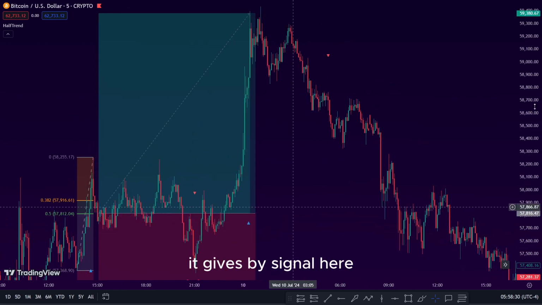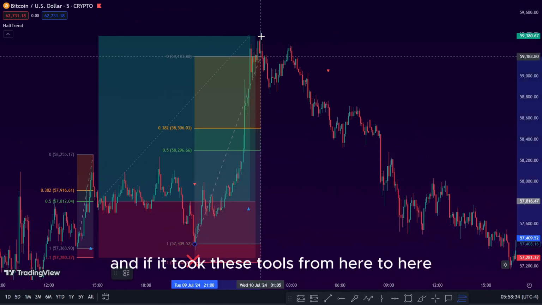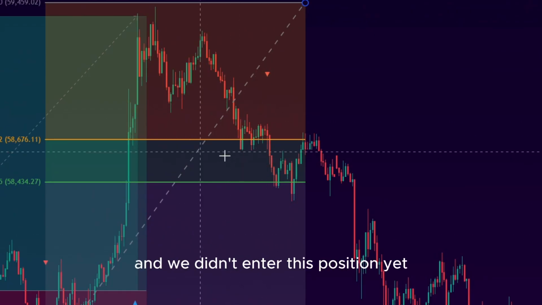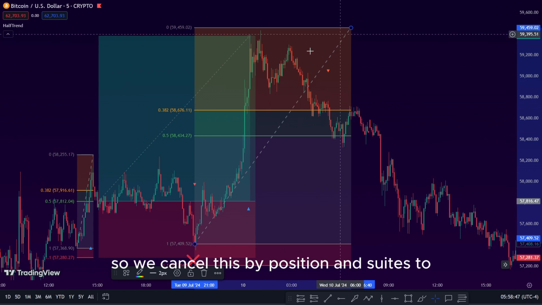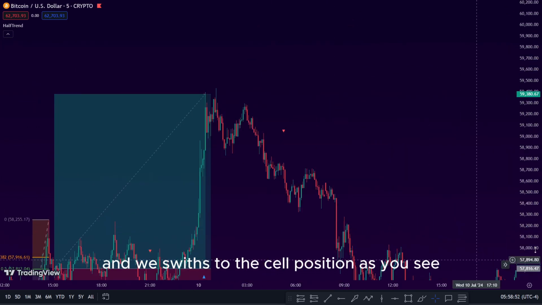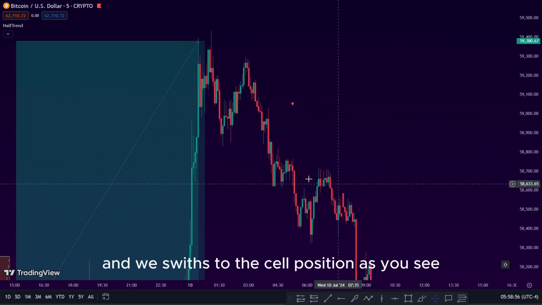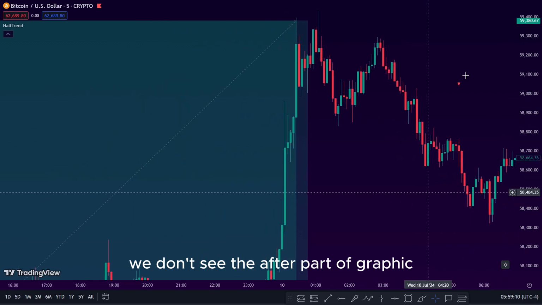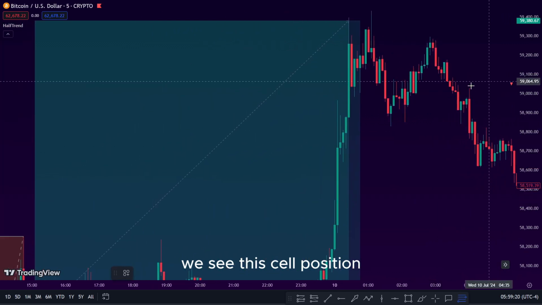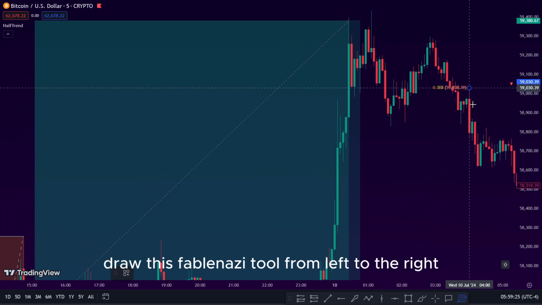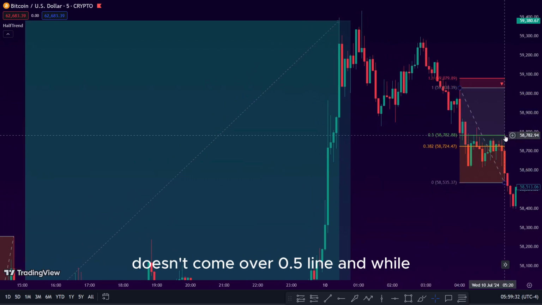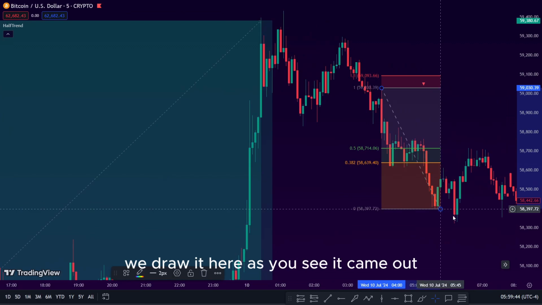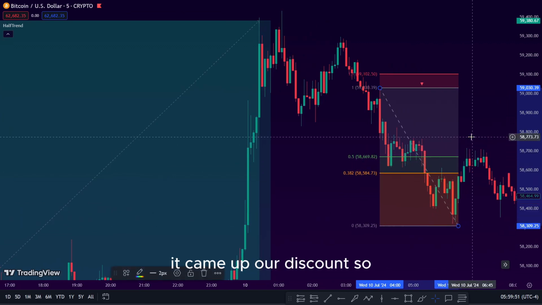It gives a buy signal here, and if we took these tools from here to here, as you see, inside of the signal it gives a sell signal and we didn't enter this position yet. So we cancel this buy position and we switch to the sell position. As you see, we get a sell position here, and let's imagine we don't see the afterward of the graphic. We see this sell position and I draw this Fibonacci tool from left to right. It doesn't come over the 0.5 line, and while it continues, we draw this line as well. We draw it here. As you see, it came up to our discount zone.